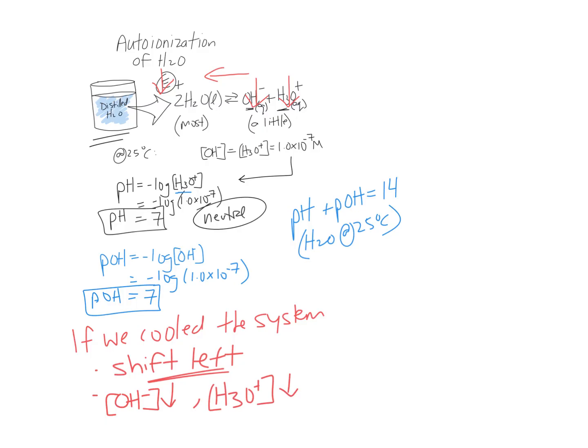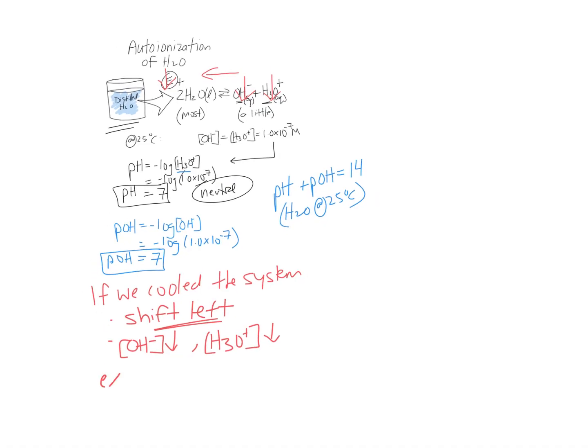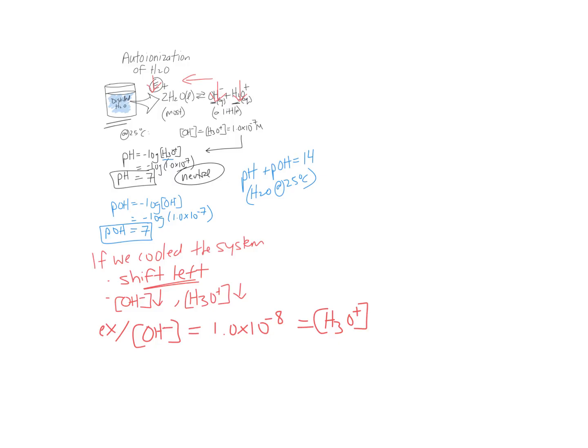So what were they at 25 degrees? They were 10 to the minus 7. So what does it look like if we decrease them? Let's say, for example, now maybe the hydroxide goes down to 1.0 times 10 to the minus 8, and the same with the hydronium because they're going to be the same. So what does that mean? Well, if they both go down to 10 to the minus 8, now the pH of the system is the negative log of 1.0 times 10 to the minus 8, which means the pH of the system is 8.